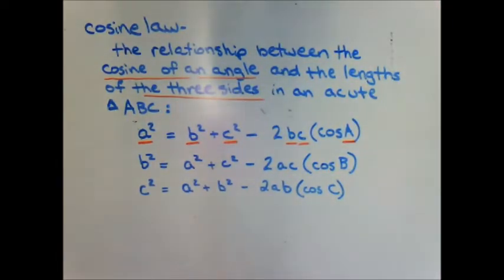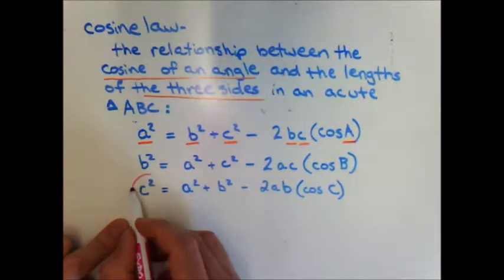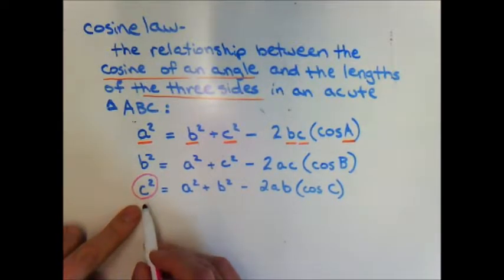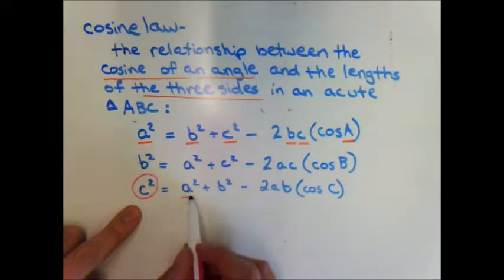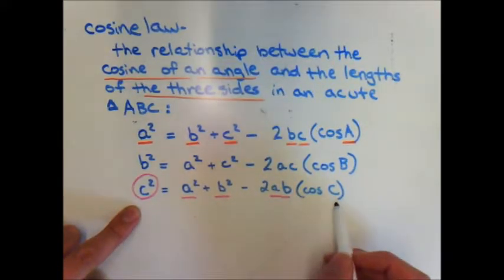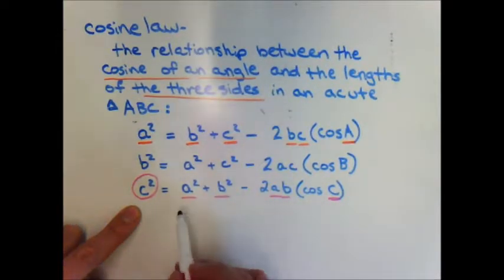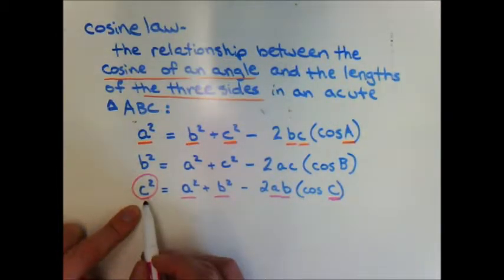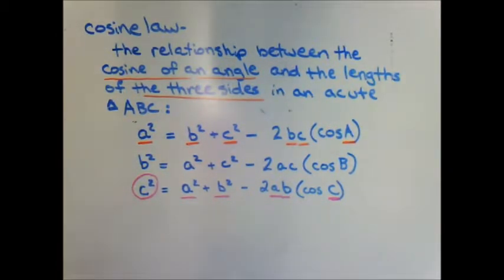Okay, you can check the board to see if you got the right answer. Again, if you are looking for side C, then you know sides A and B, and you know angle C. It looks like a long formula, but all the information on this side is known, and you just plug it in and go for it. And then at the end you have to remember to square root it, which is what we'll go through in some of our examples. Okay?